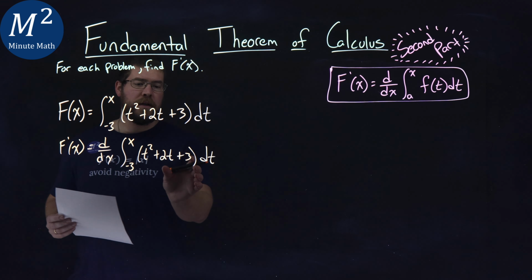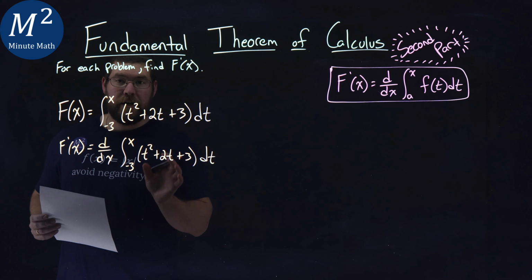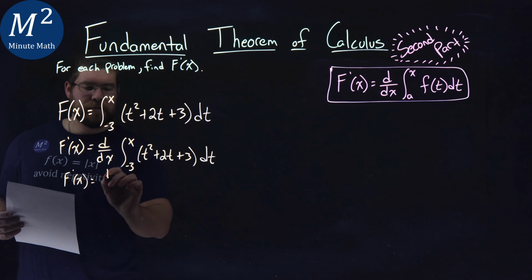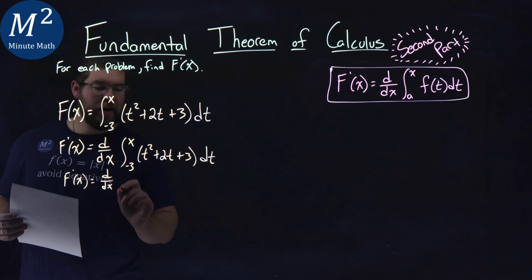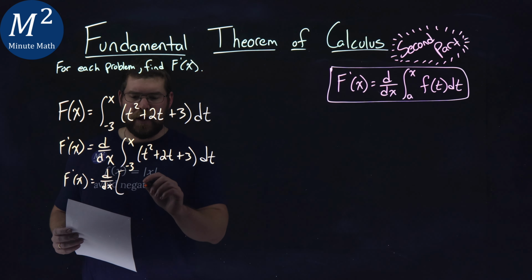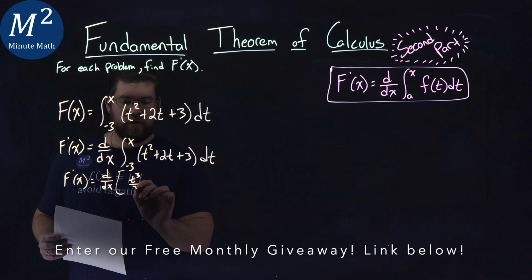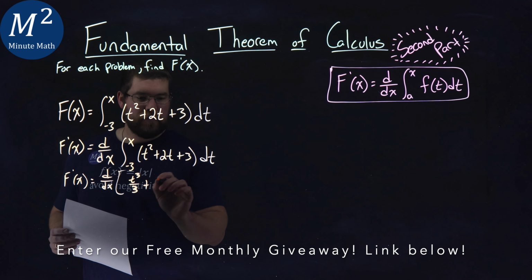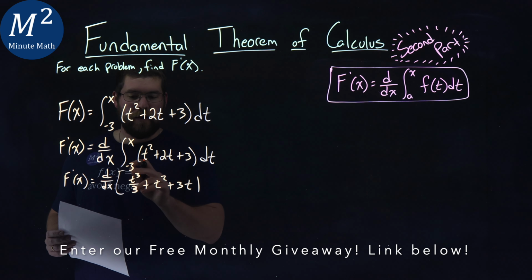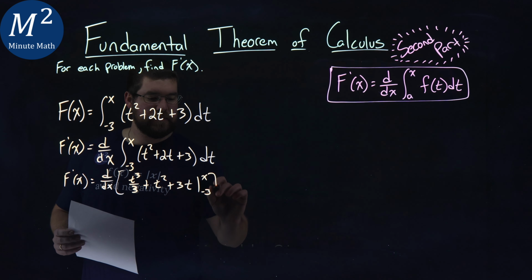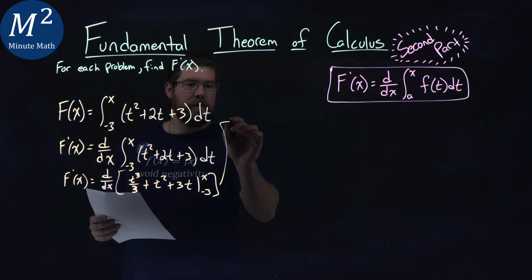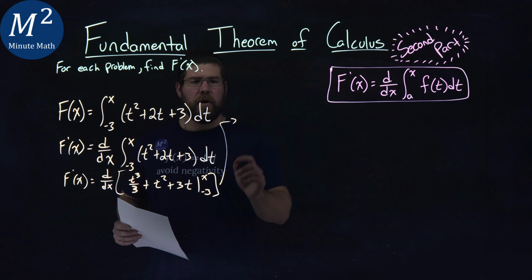So the first step here is we need to find the integral of what's inside of our integrand. So we have F prime of x again is equal to d over dx. And what's the integral of t squared plus 2t plus 3? Well, we're going to have t to the third power over 3, plus 2t integrates to t squared, and plus 3t. And we're integrating that from -3 to x. Okay? So then from here, I'm going to put it up here so it's a little easier to see. Okay, what does that equal?